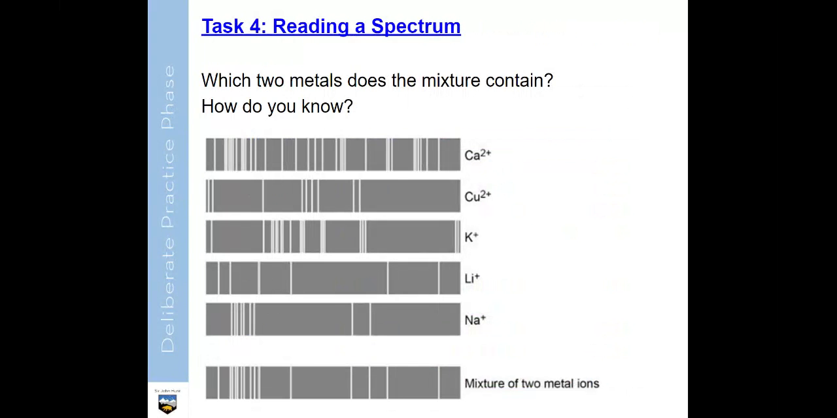So task 4, I would like you to have a go at reading a line spectrum. Which two metals does the mixture contain, and how do you know that? At the bottom, we've got an unknown, our sample spectrum, and it's telling us that it's a mixture of two metal ions. Now we've got 5 known spectrums above for 5 known metal ions. I'd like you to compare it to those, and identify what two metal ions are in that sample that we've tested.